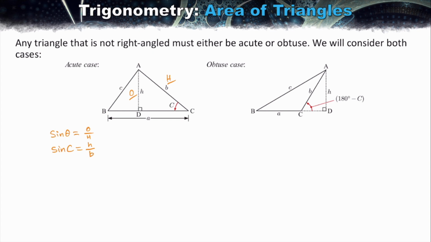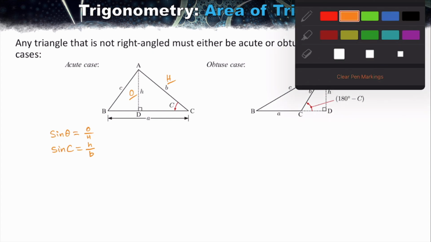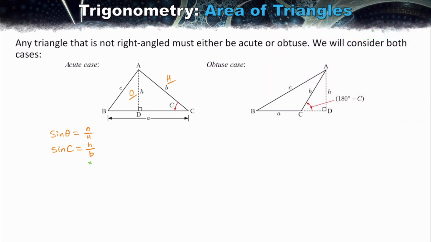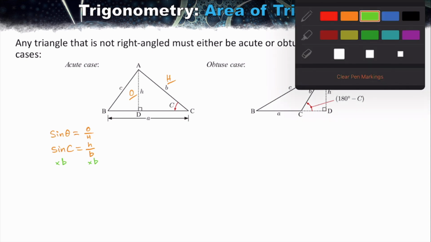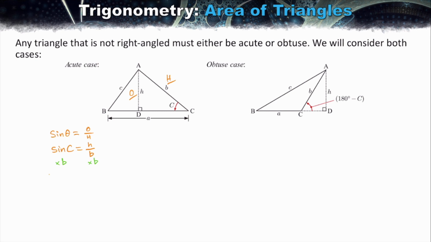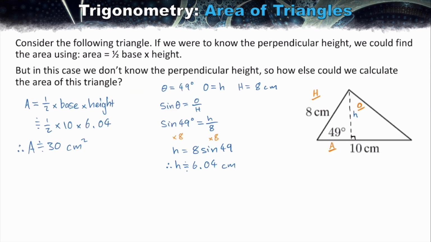Okay, so what we're trying to do here is find the perpendicular height. We're trying to find the h. So we know to find that we're going to have to multiply both sides by b here to get the h on its own. And you can see that's what we did in our example problem before. So then we had, therefore, h is equal to b sine of the angle C. And you can see that this is very similar to what we did over here. We used the sine ratio, we multiplied by the bottom of that, and we got our height.